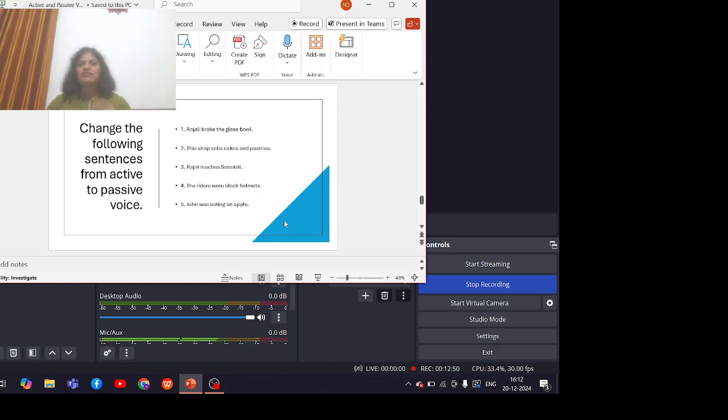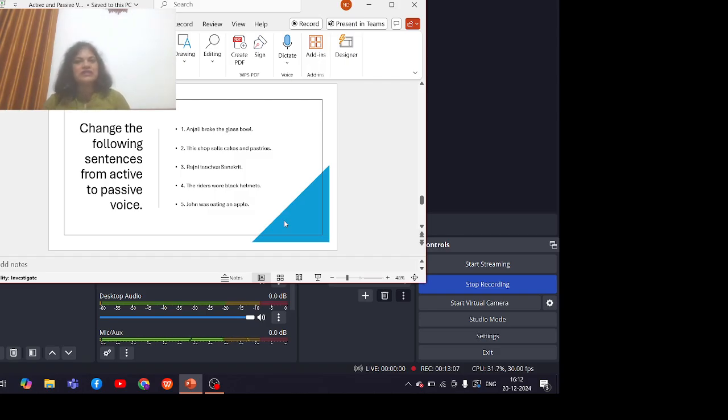So that's why we have to use are, because the cakes and pastries are plural here. So the cakes and pastries are sold by this shop. This will be in passive voice.